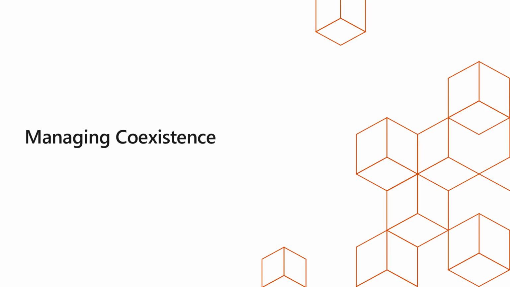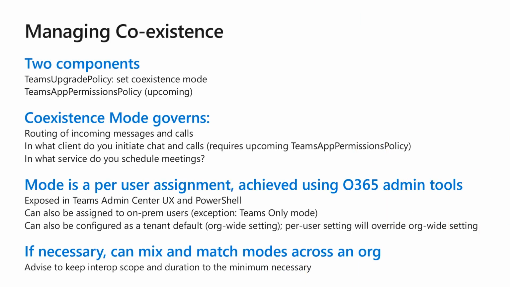So how do we manage the coexistence experience as part of the upgrade? Coexistence is managed through 2 components. The first component being what we call the coexistence mode, which we will set utilizing the Teams upgrade policy. The second component is an upcoming component that we call the Teams app permissions policy. Now, the difference between the two, the Teams upgrade policy or the coexistence mode, that governs 3 specific things.